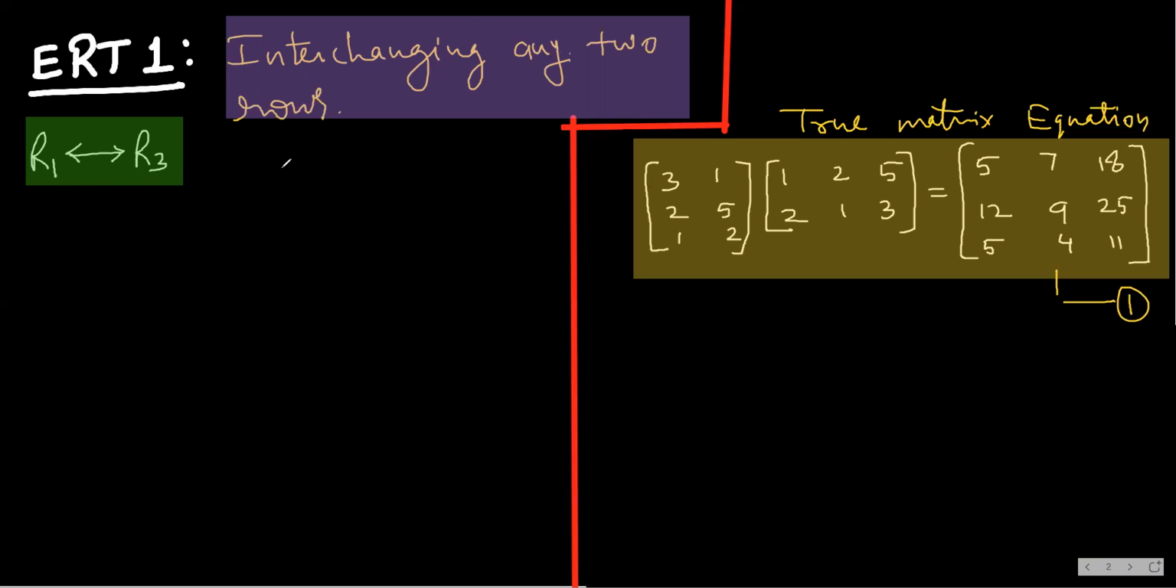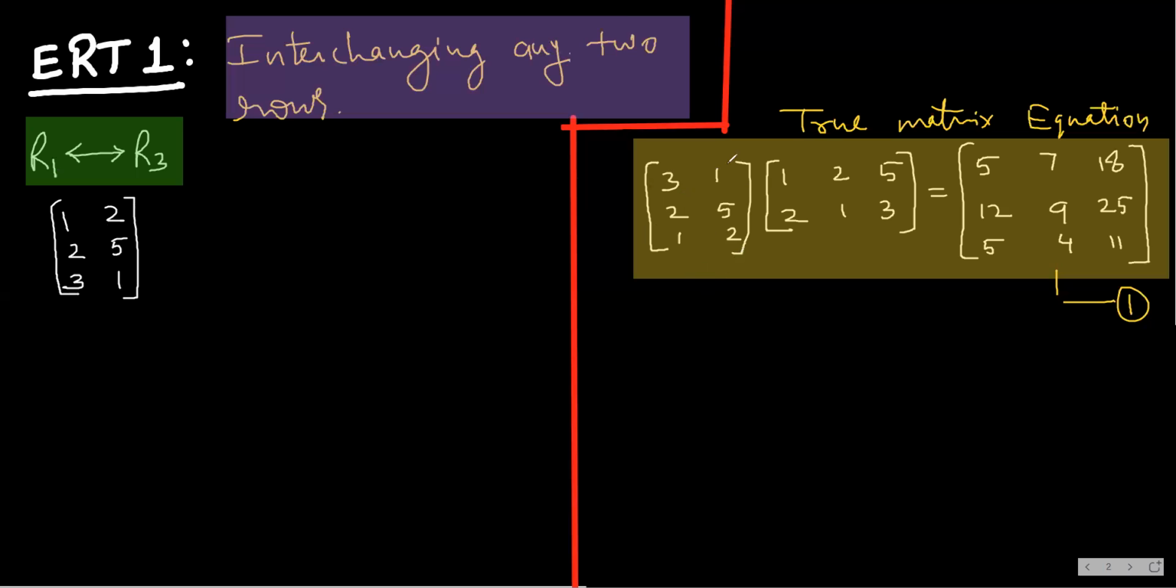So see here, R1 interchange with R3. When you do that, where you have R1, you will now write R3. So here you will get 1, 2, and R3 will become 3, 1. Okay, what about R2? Nothing to R2. R2 will remain as it is because you said R1 interchange with R3. This was about the pre-factor matrix.